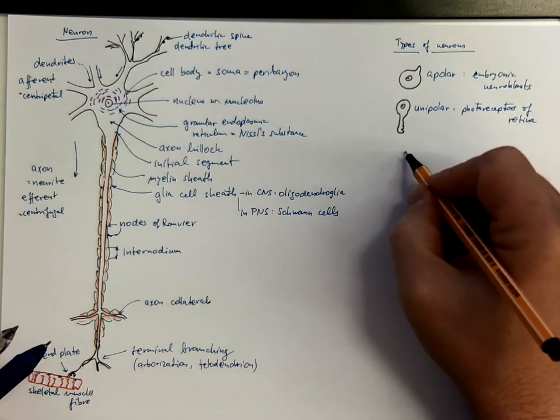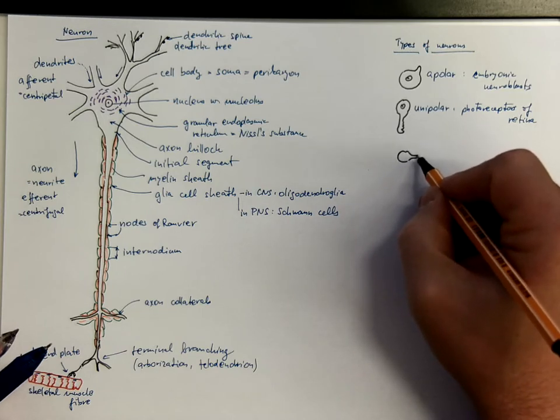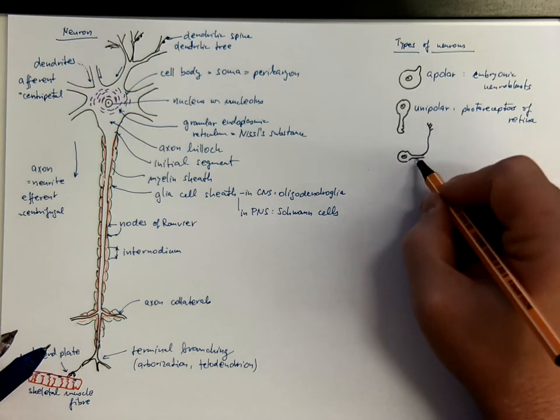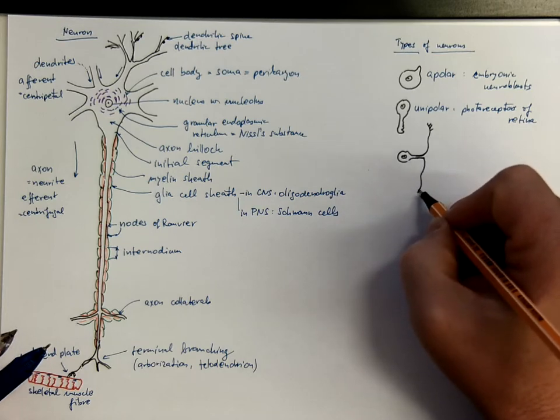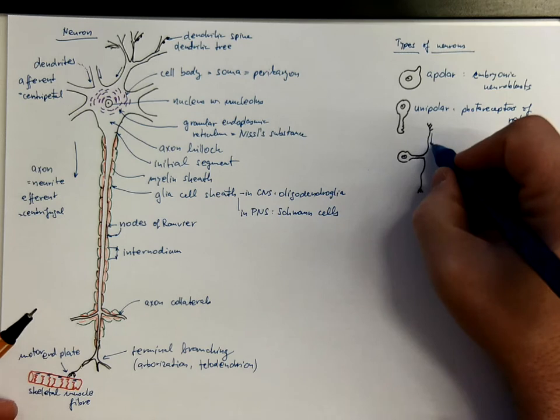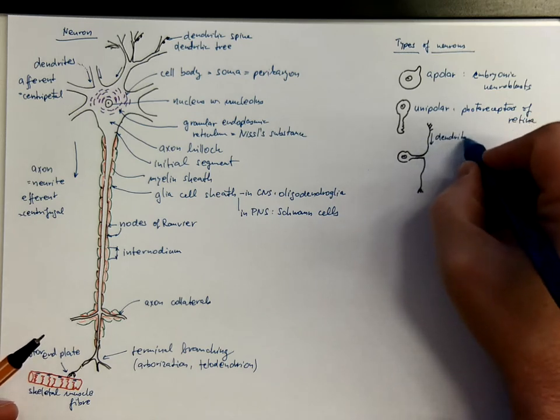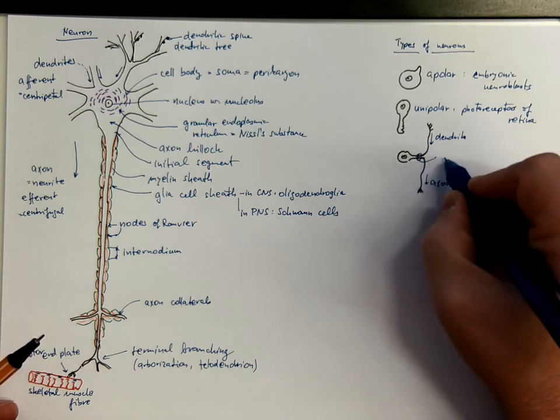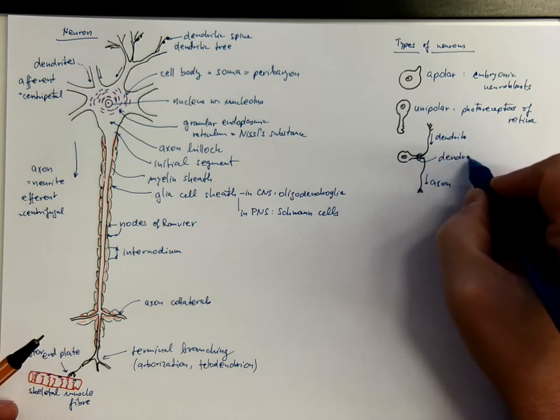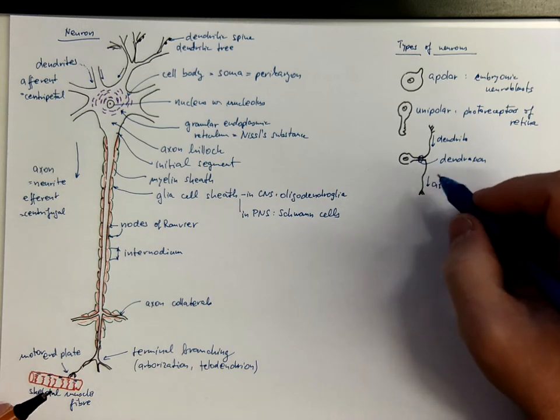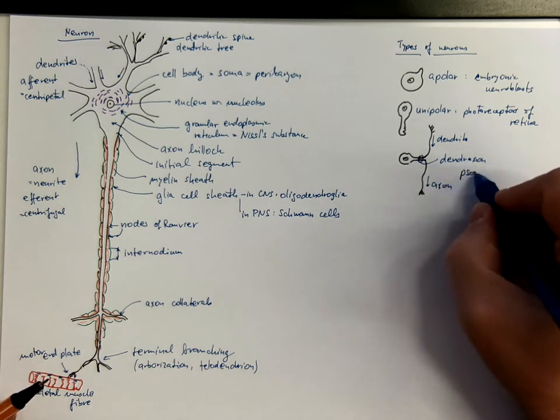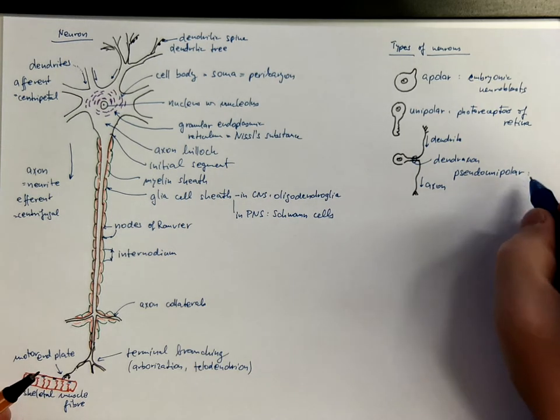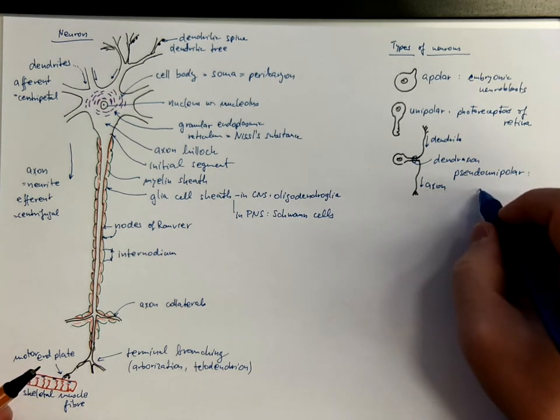Some neurons have a common segment where the dendrite runs parallel to the axon. So this is the dendrite, this is the axon, and this common part is called the dendroxon. These neurons are called pseudo-unipolar, and this is exactly how the sensory neurons of the spinal ganglia look like.